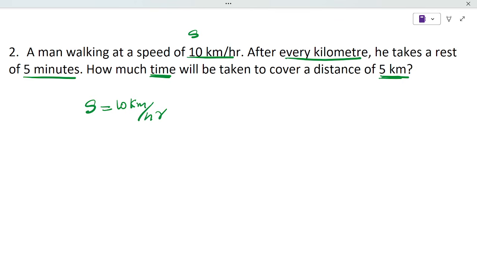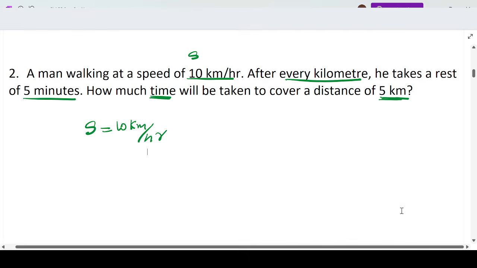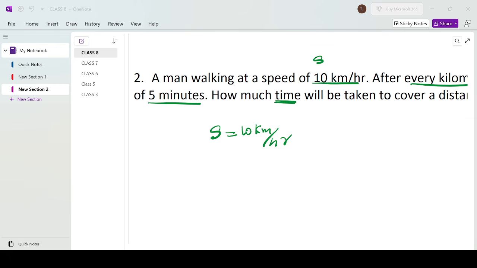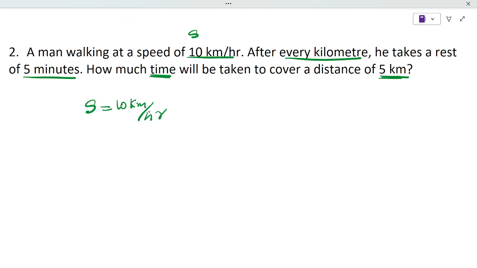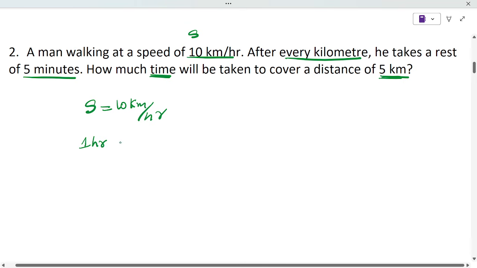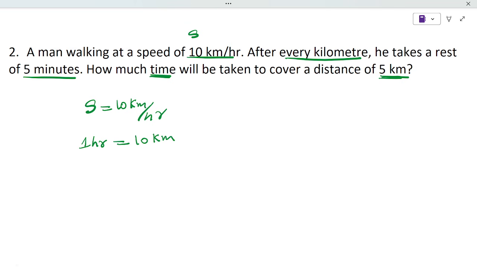Now in simple terms, 10 kilometers per hour means in an hour traveling 10 kilometers. Yes, 10 kilometers per hour. That means kilometers per hour means in 1 hour, 10 kilometers. Simple as that.